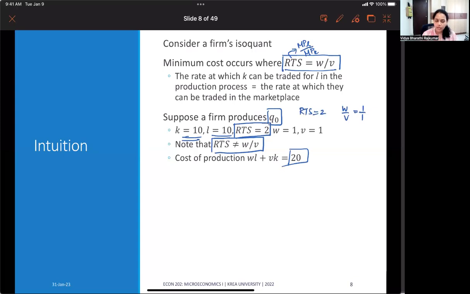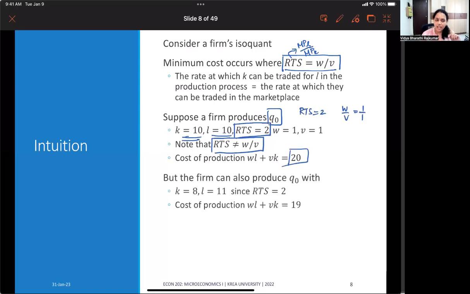So at that point, the firm can actually give up 2 units of capital to get 1 more unit of labor. So they can actually move to using 8 units of capital and 11 units of labor and still produce Q naught by definition. Now, when they move to the different K and L combination, if the prices of the inputs remain constant at 1 each, the total cost of production is now going to drop to 19.